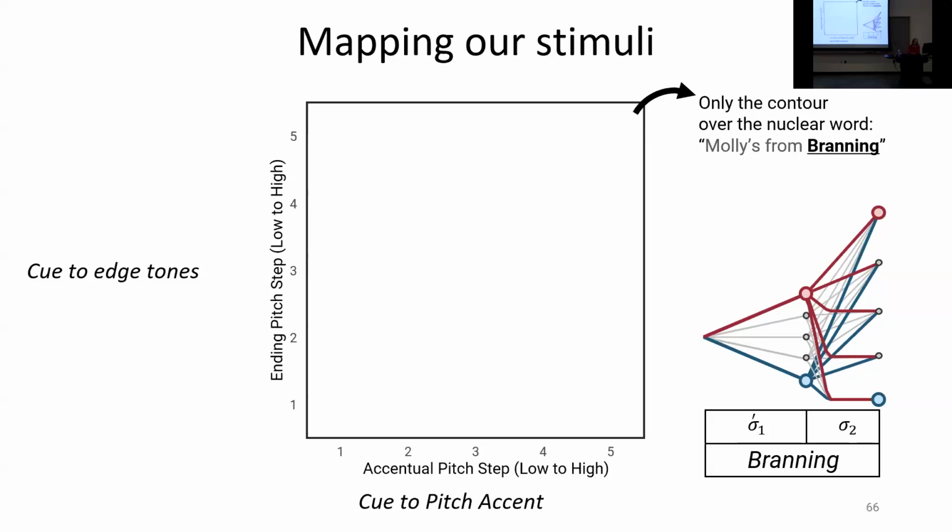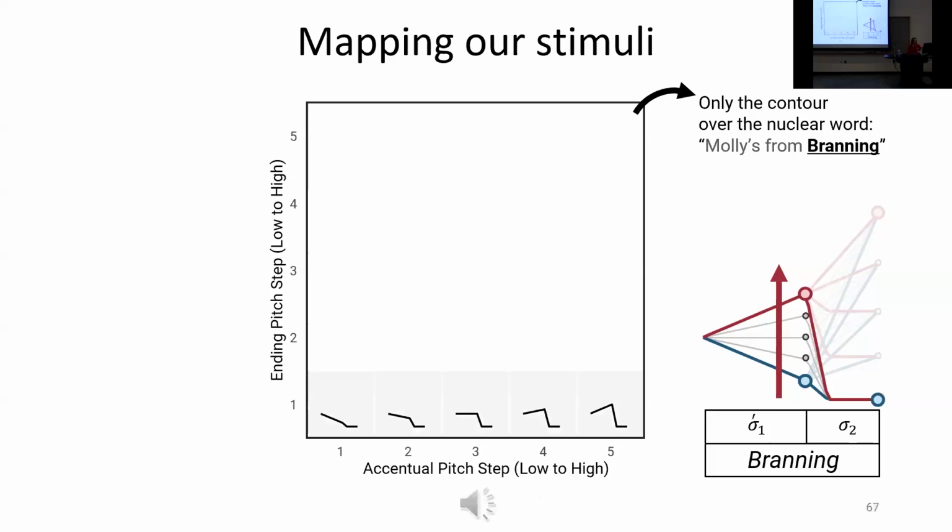Branning, that. And if we hold the ending pitch target constant, we can vary the accentual pitch target in 5 steps from low to high. And we'd get a single row on this heat map, which I'm going to play here from left to right, these 5 steps. Okay, those were 5 steps of that pitch accent continuum, where the peak of the accent is going up a little bit as we go left to right.